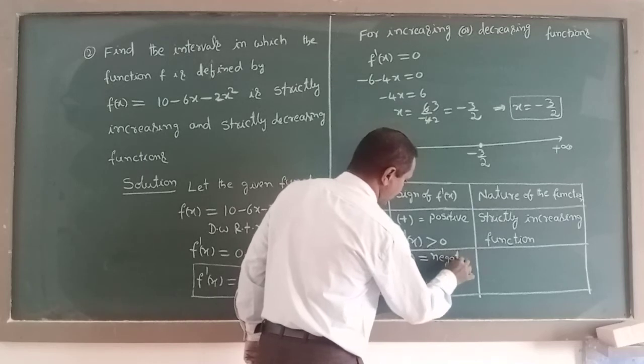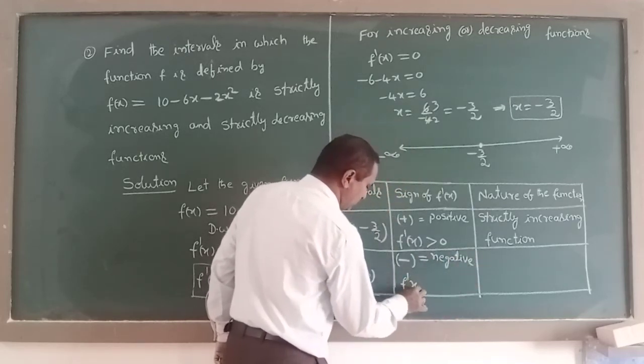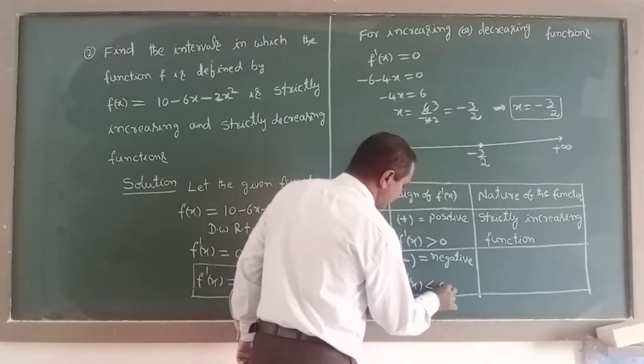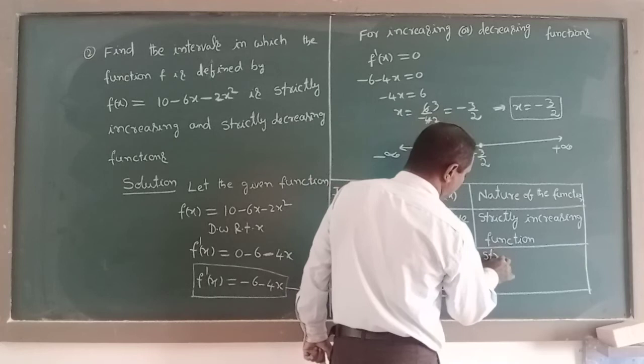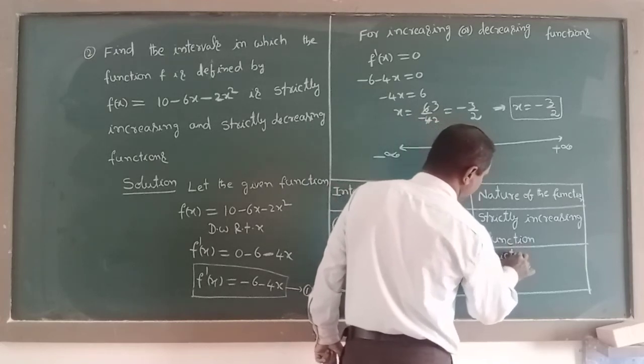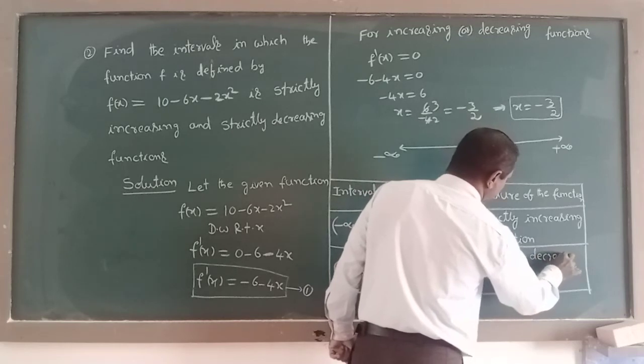Negative. Negative means we can write this: f dash of x is less than 0. Less than 0 means what can we write? Strictly decreasing function.